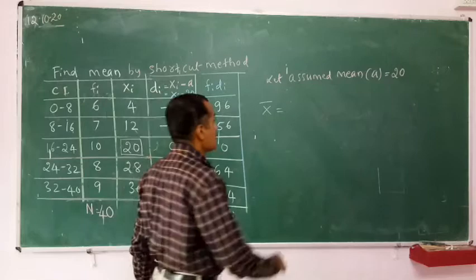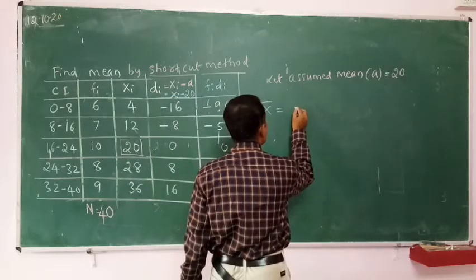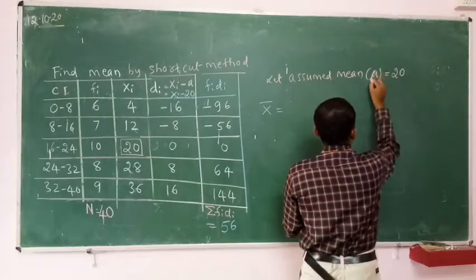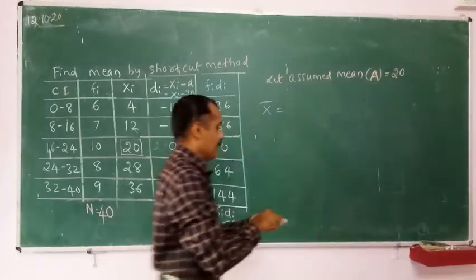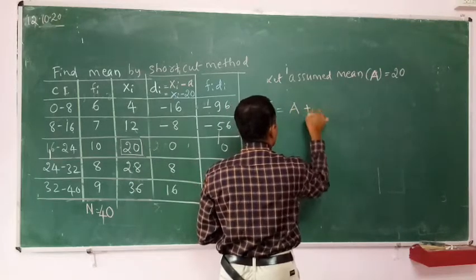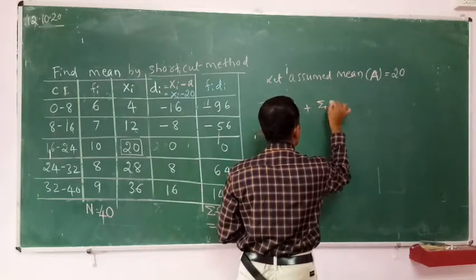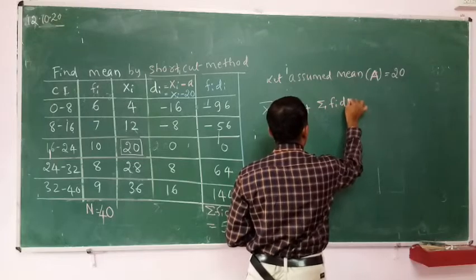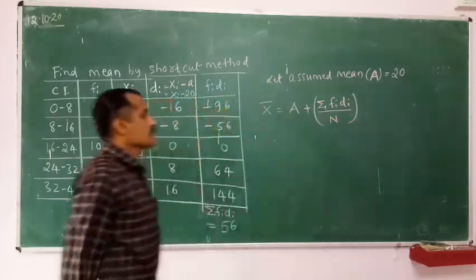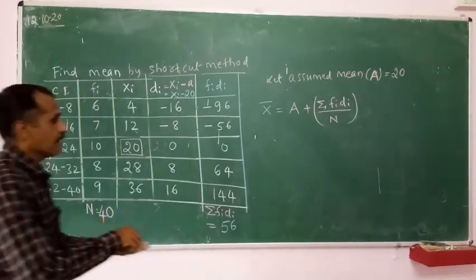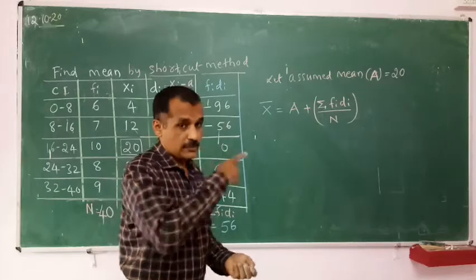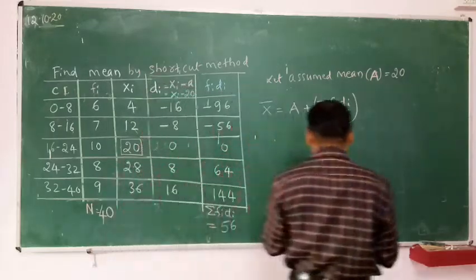Now the formula is different. I can use the assumed mean as capital A also, no problem. I can write the formula x bar is equals to A plus sigma Fi di divided by n. Keep in mind, I got the answer in my previous case as 21.4. I should get the same answer. Okay.